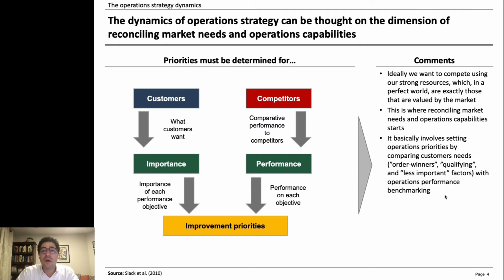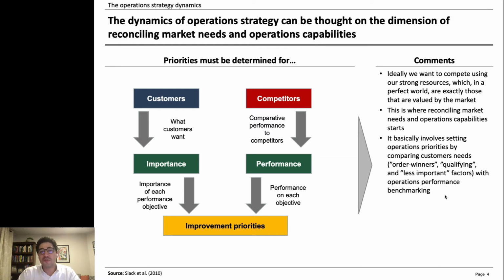We know that ideally we want to compete using the strong resources, what we are good at. That will be the perfect world. But the thing is that it is not always that the customers value exactly what we're good at. And this is where comes the reconciliation of market needs and operations capabilities. And this reconciliation basically involves setting the operations priorities, comparing customer needs. We know, and from the last lesson we saw, it was order winners, qualifying, and less important factors.